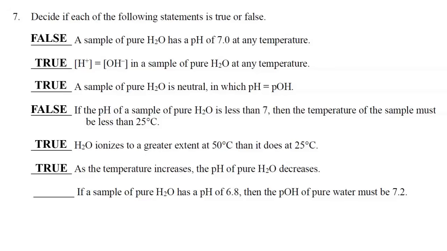And then our last statement, if a sample of pure water has a pH of 6.8, then the pOH of pure water must be 7.2. No, that's false. Pure water always has pH equal to pOH. Those values cannot be different from each other. They have to be equal. So pH equals pOH for pure, neutral water at any temperature.